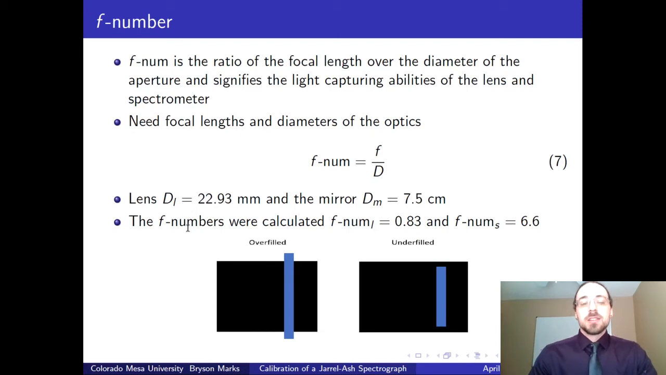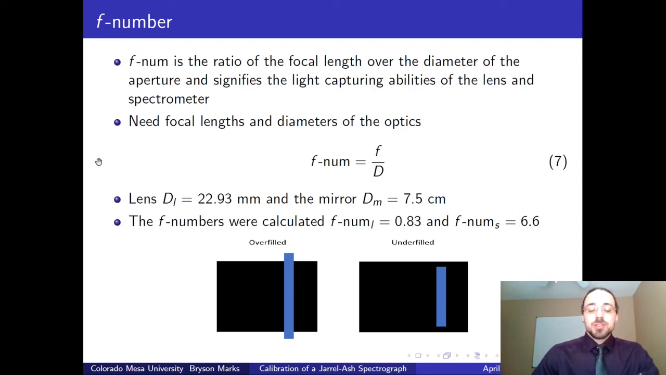This F number is the ratio of the focal length over the diameter of the aperture, and it signifies the light capturing abilities of the spectrometer and the lens. Like I said earlier, the F number is the focal length over the diameter, so I need the focal lengths as well as the diameters. Now the lens diameter is 22.93 millimeters, and the diameter of the mirror is 7.5 centimeters. Using that with the focal lengths from the previous slide, I calculated the F number of the lens to be 0.83 and the F number of the spectrometer to be 6.6.